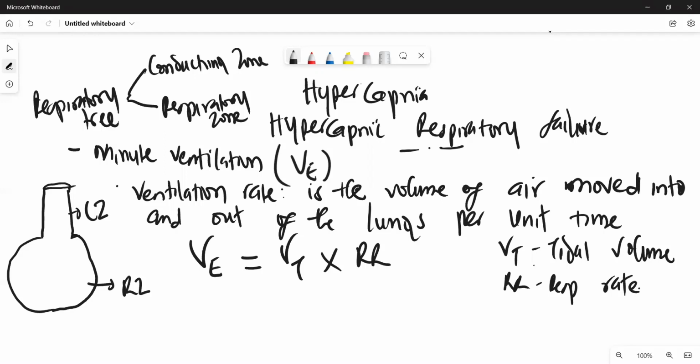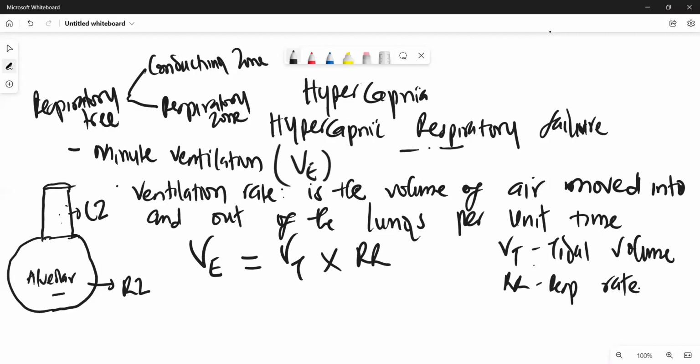So normally the air in the conducting zone does not participate in gas exchange. All those gases in the conducting zone don't participate in gaseous exchange, right? But the air in the respiratory zone takes part in gaseous exchange, right? So let's assume that this is our alveolus, right?